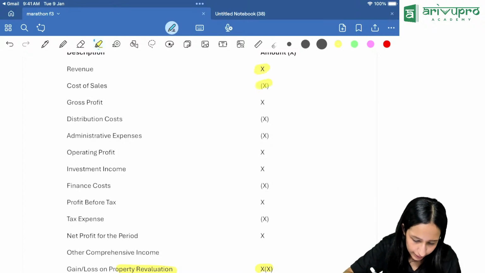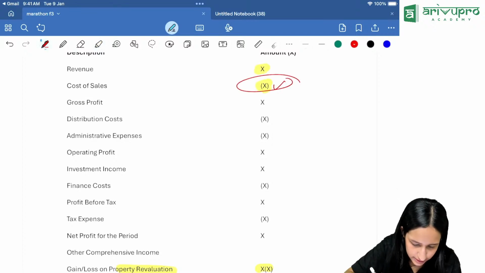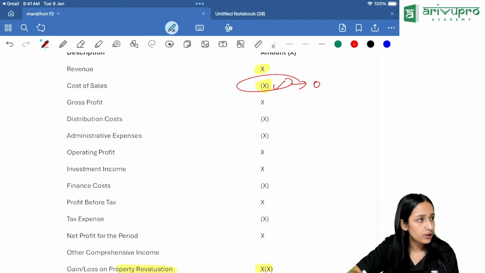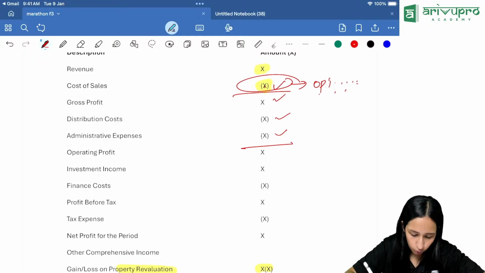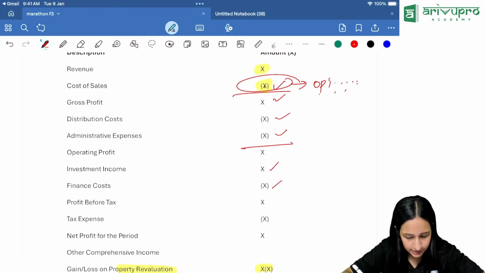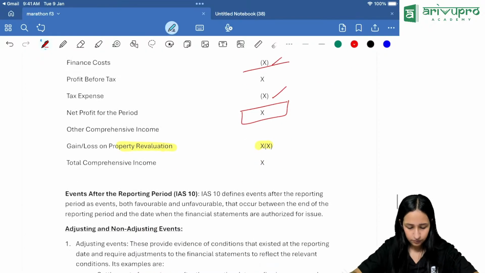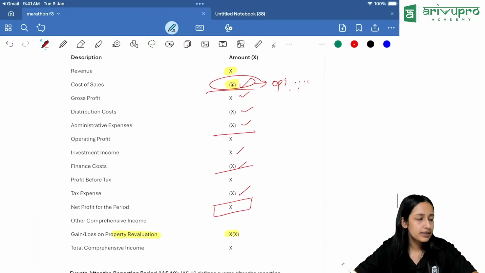There's revenue and cost of sales. I told you within cost of sales itself there's a formula, opening inventory plus purchases minus closing inventory, that gives you cost of sales. After that, revenue minus cost of sales gives gross profit, minus all these extra costs will give you operating profit, plus investment income minus finance cost will give you profit before tax, and then after you pay the tax you'll get the net profit for the year. Got it? This is an important format.